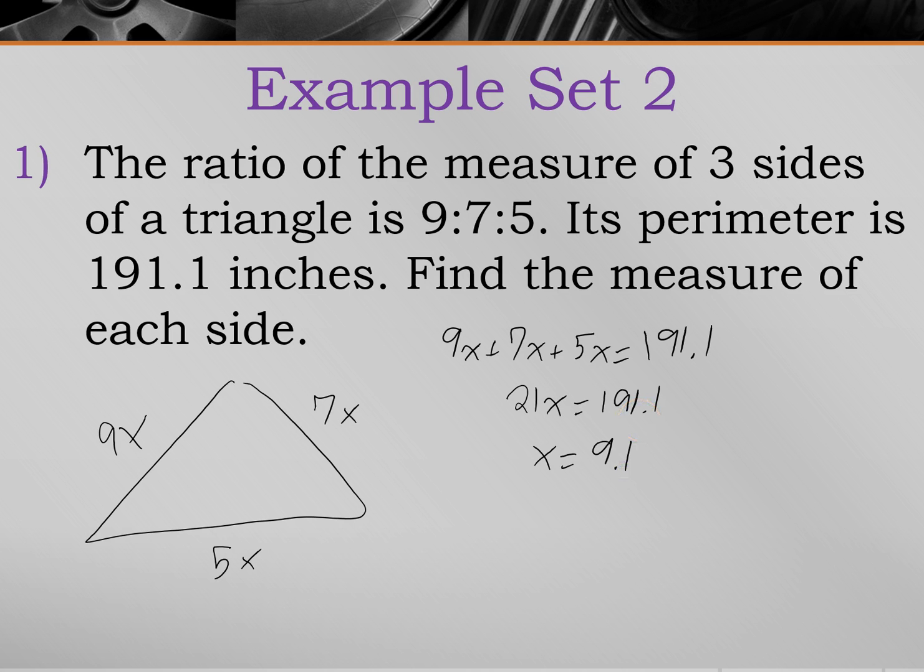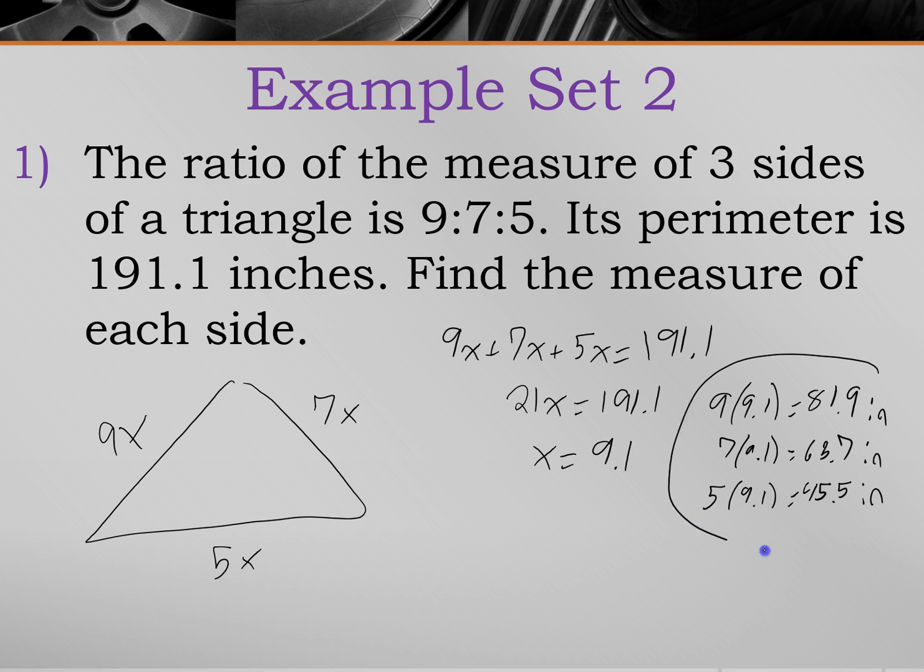And again, like with the angles, I'm not looking for just x, because x is not the side length. The side length is plugging x back into 9x, 7x, and 5x. So 9 times 9.1 is 81.9 inches. 7 times 9.1 equals 63.7 inches. And finally, 5 times 9.1 is 45.5 inches.